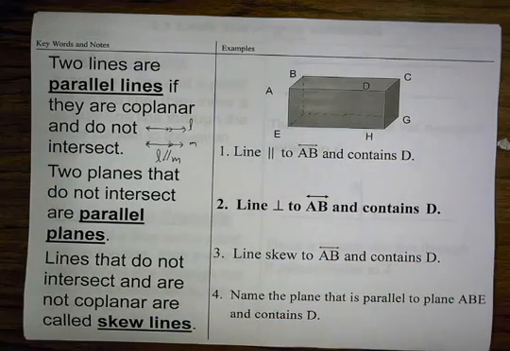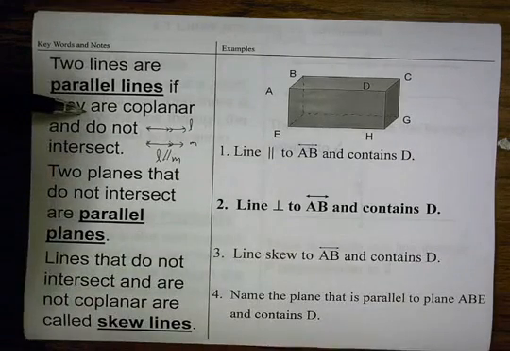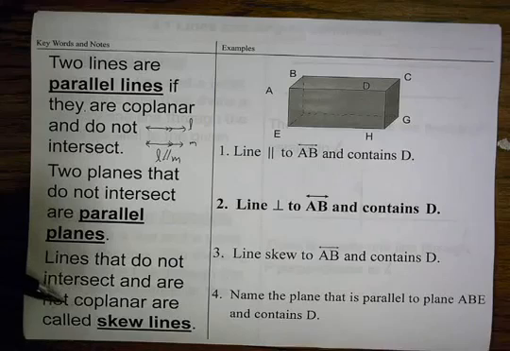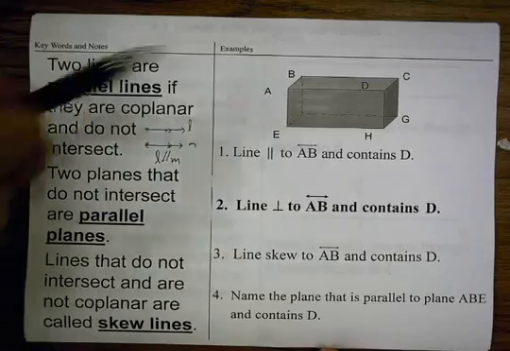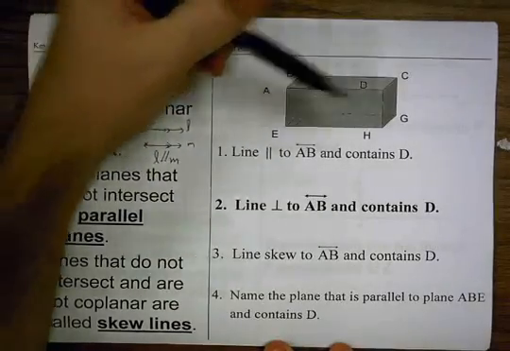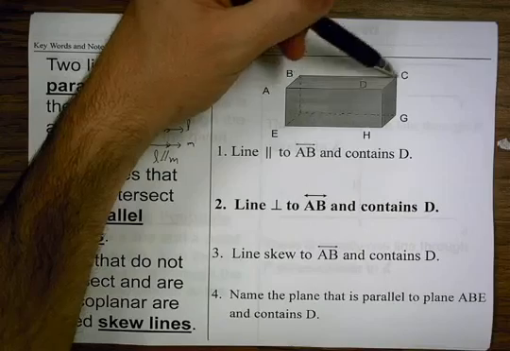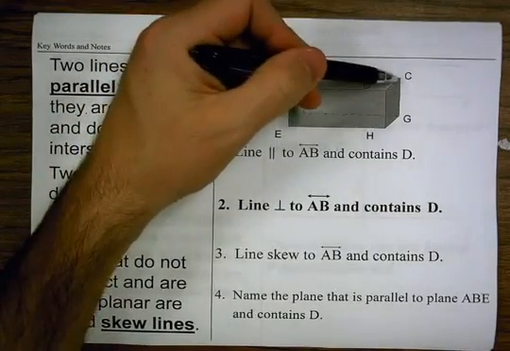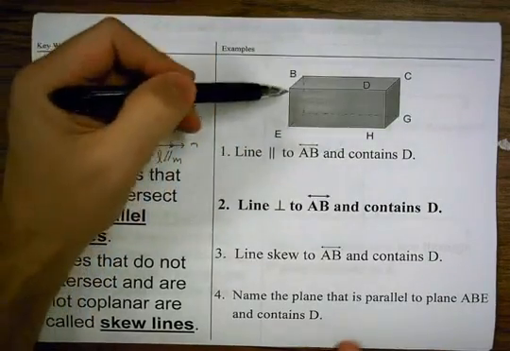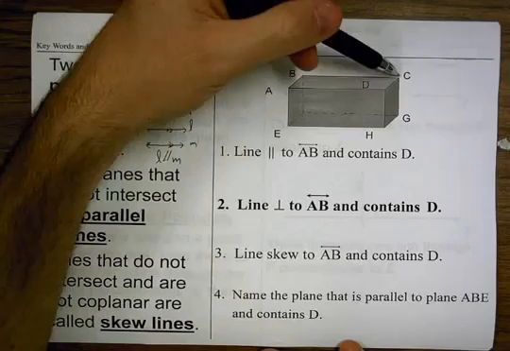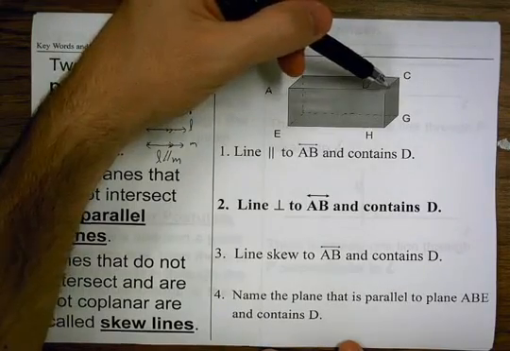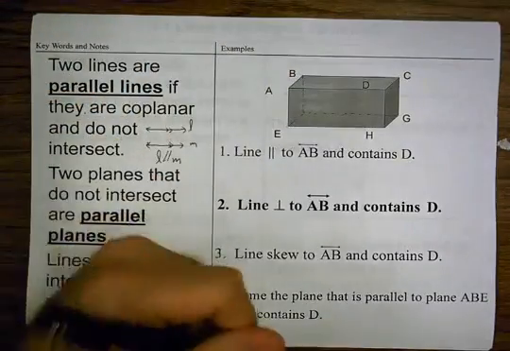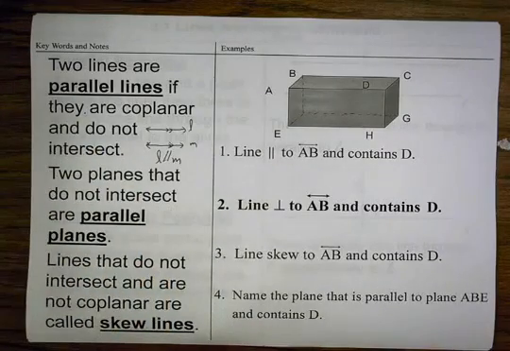The other type we have is lines that do not intersect and are not coplanar, called skew lines. So parallel lines don't intersect and are coplanar. Skew lines don't intersect and are not coplanar, so we can't represent them on the same plane. If I look at this box, let's look at CD. Here's one of my lines. I need a line that does not intersect with it, so it doesn't hit at C or D, but is also not on the same plane. So if I look at AE and CD, they don't have a plane in common, and they'll never intersect. That's really the difference between skew and parallel.